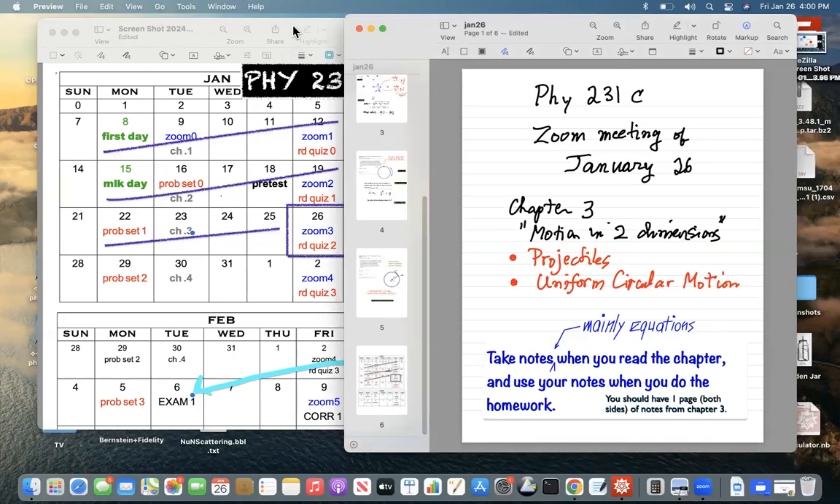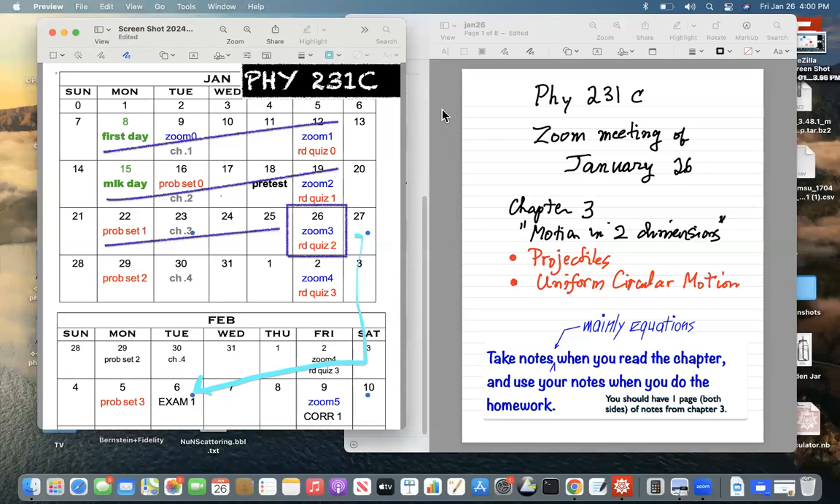Okay, so here's the Zoom meeting this week for Physics 231C. We're finishing the third week of the semester right here. We're working on chapter 3.